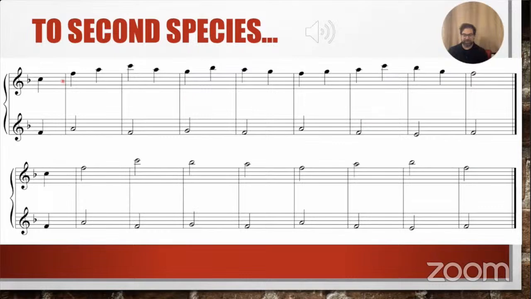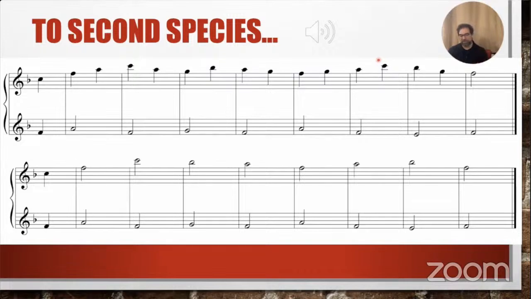But what that does is now I have a lot of skipping around. Lots of skips. Here's some nice stepwise motion, another skip. So it's almost too many skips, and that's what happens when you write a second species solution based on the first one, first species. So if you wanted to do this as an exercise, it's actually really challenging. Write a really nice first species counterpoint solution and then try and turn it into second species. You'll see how difficult it is.